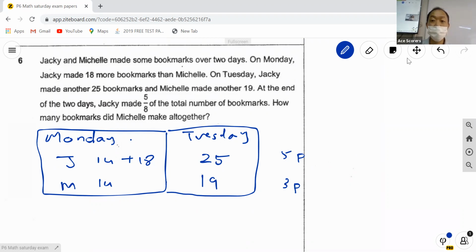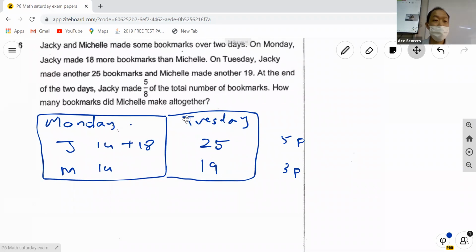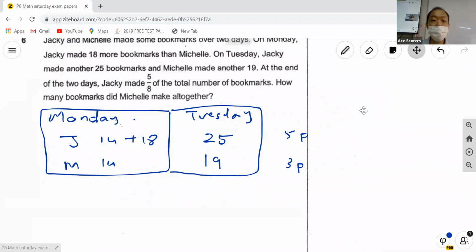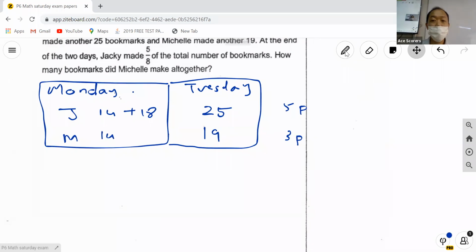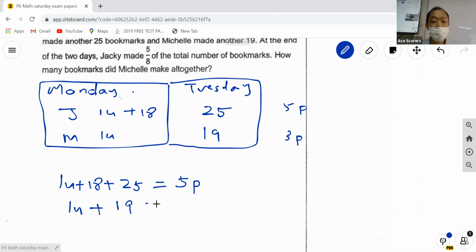So there is 8 parts. I didn't do that way. Look at my way after this. Jackie made 5, and then this is just 3. So if you want to use units and parts, let me just show you. If you take these two, 1u plus 18 plus 25 is equal to 5 parts. And then here, 1u plus 19 is equal to 3 parts.